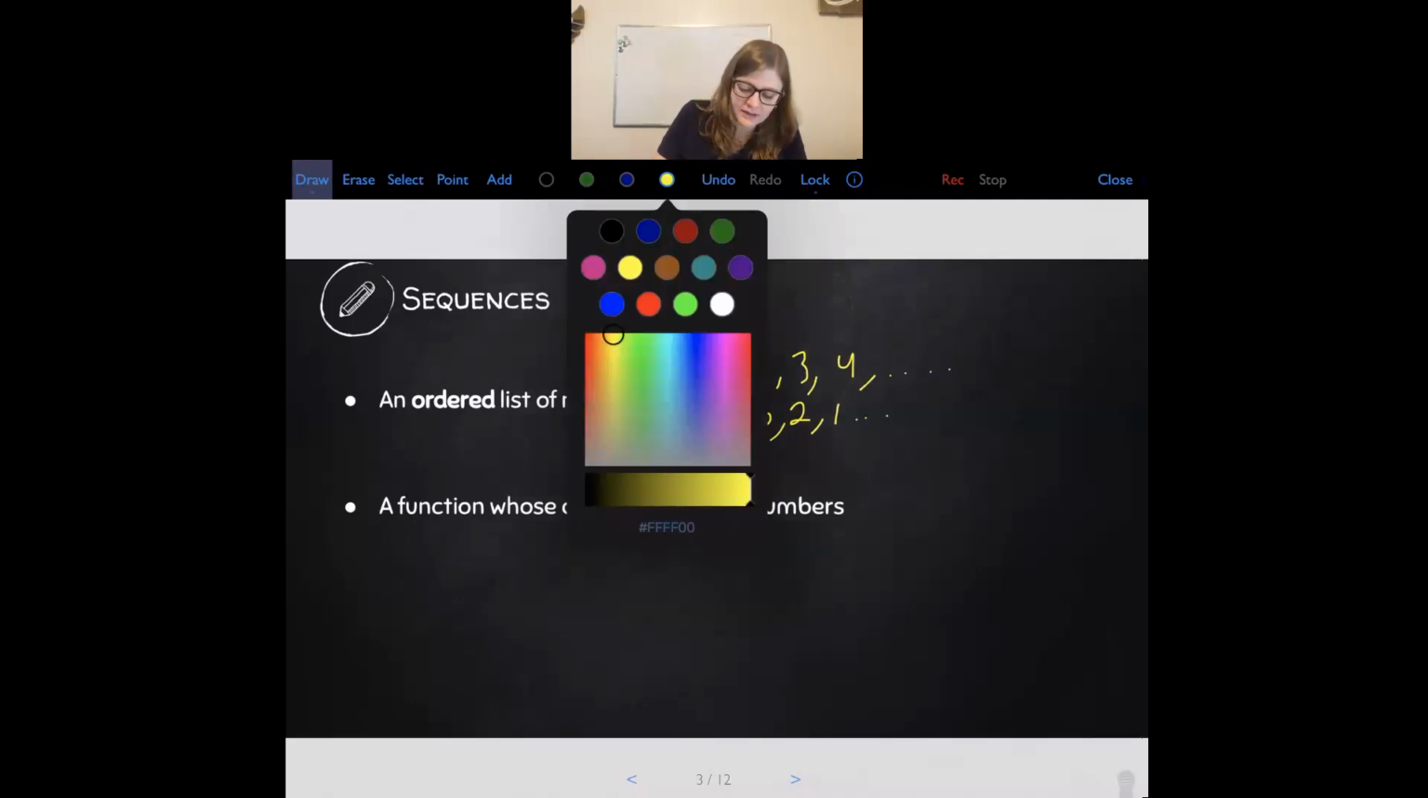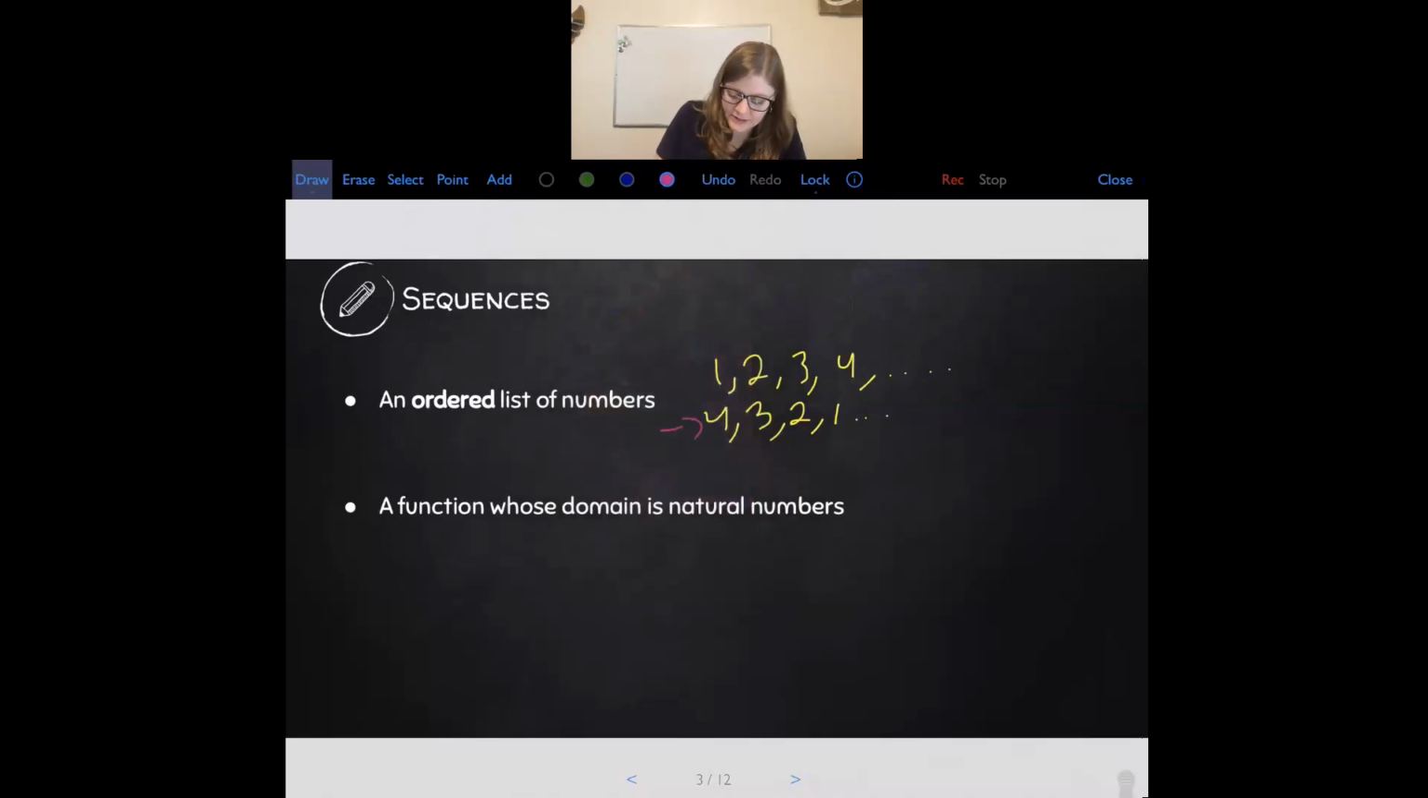If we take, for instance, this second sequence, our domain, and a sub n, we'll talk about that in a minute, but our domain is natural numbers. So 1, 2, 3, 4, 5, and so on and so forth. And then it's mapping to, this is going to 4, this is going to 3, this is going to 2, and it would keep going from there.